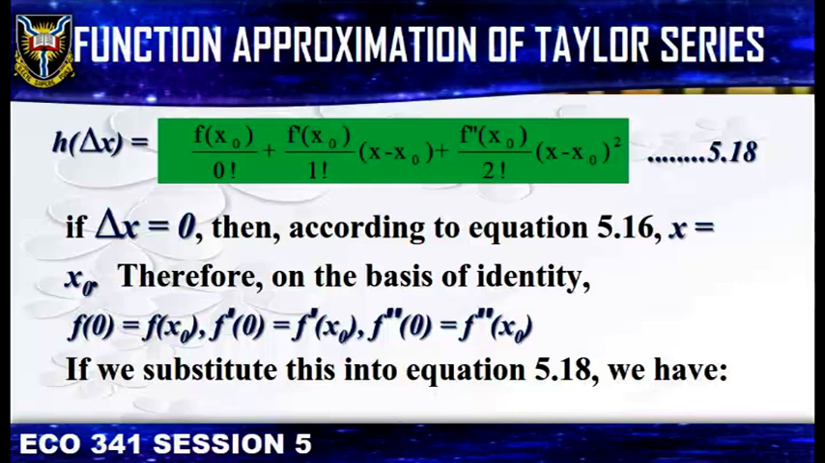Therefore, on the basis of identity, f function of 0 is equal to f function of x naught. f prime function of 0 is equal to f prime function of x naught. f double prime function of 0 is equal to f double prime function of x naught.